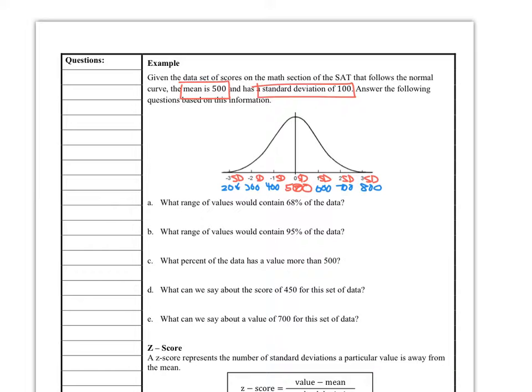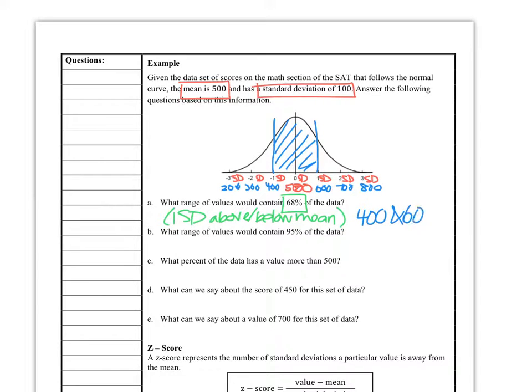So again, 95% of the data lies within 2 standard deviations, 99% of the data lies within 3 standard deviations, and therefore 68% of the data lies within 1 standard deviation. So first I'm just going to remind myself 1 standard deviation above and below the mean before I answer this question. So I'm looking at 1 standard deviation below and 1 standard deviation above. What range of values contains 68% of the data? So within this region, 68% of the data would be between 400 and 600.